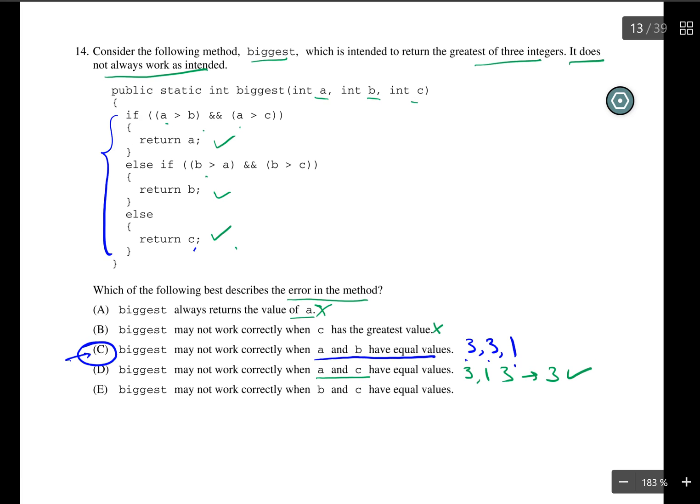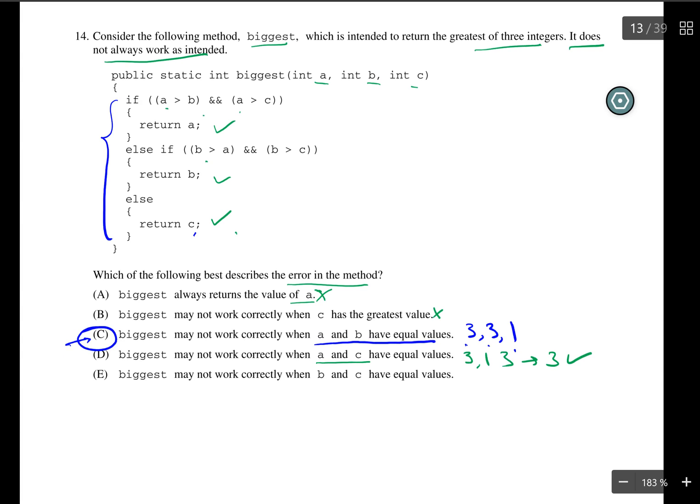Biggest may not work correctly when B and C have equal value, meaning 1, 3, and 3. So it's again going to return the C value, but it still returns the biggest value. The only time it doesn't work is when it returns 1. So that's the answer.